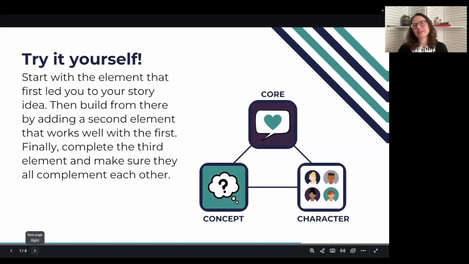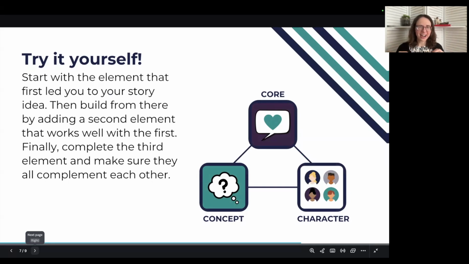So I would like to encourage you to try this yourself. And the way that I suggest you do this, I have this theory that writers will come to story through one of these three key elements. Either the first idea for your story came to you because you had this strong message that you wanted to share or something that you wanted to say about the world. And if that's you, then maybe start with your core.